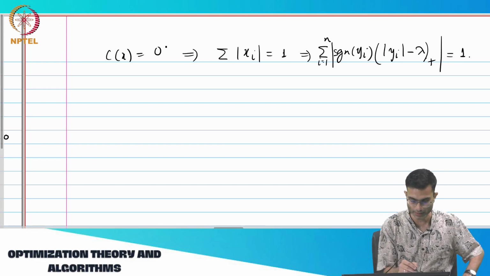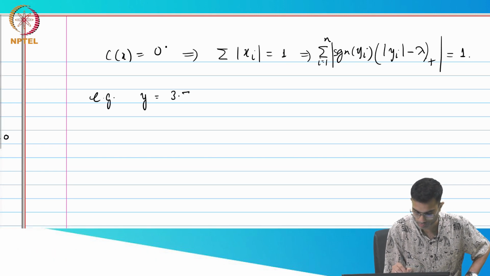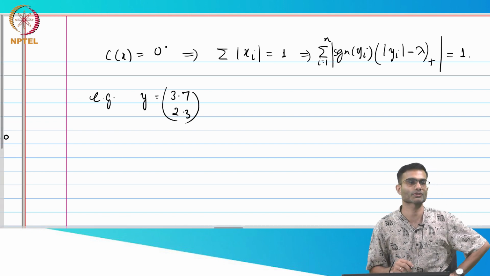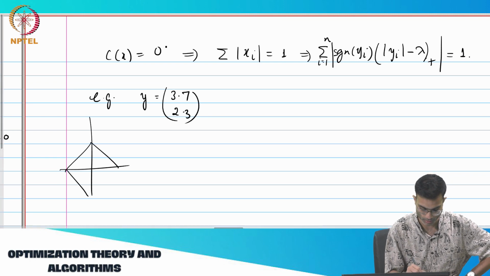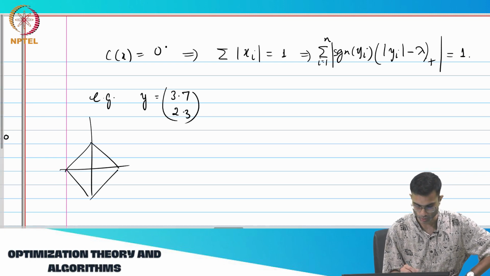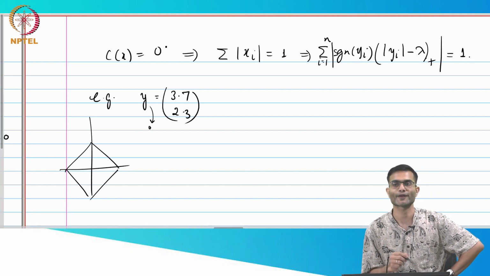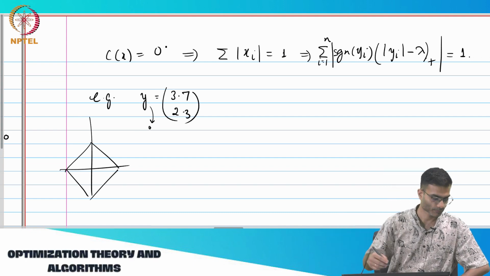Okay. So let's take an example to make this more concrete. So let's take some random point. Okay. So this is my constraint, right? 2.3 comma 3.7 is some point over here. And now I want to find out what is the projection of this on the L1 ball. That's the problem. Okay.